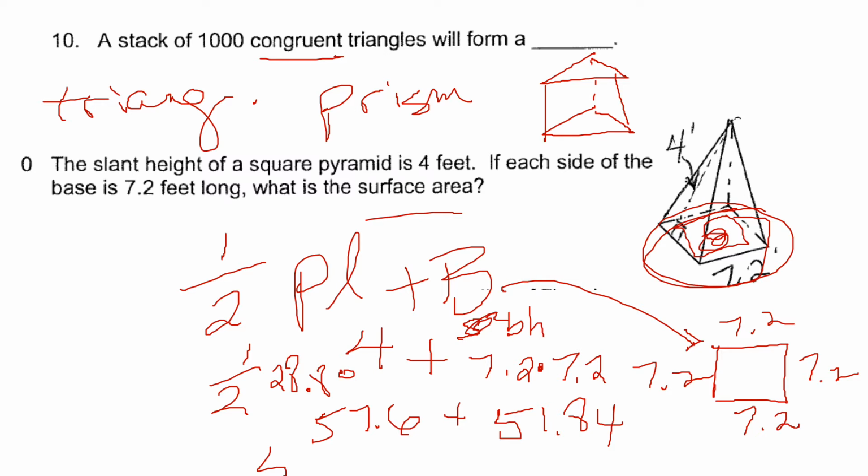So your base added to your perimeter and slant height gives you a total of 109.44. A lot of steps, but not impossible. Just follow the formula. Think about what the parts are.